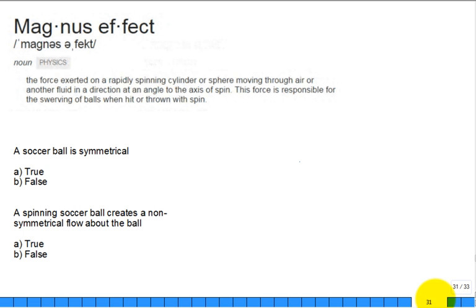So the Magnus effect is the force exerted on a spinning cylinder or spinning sphere moving through air or another fluid, perpendicular to the velocity of the fluid and the direction of the spin. It's responsible for swerving of balls when hit.